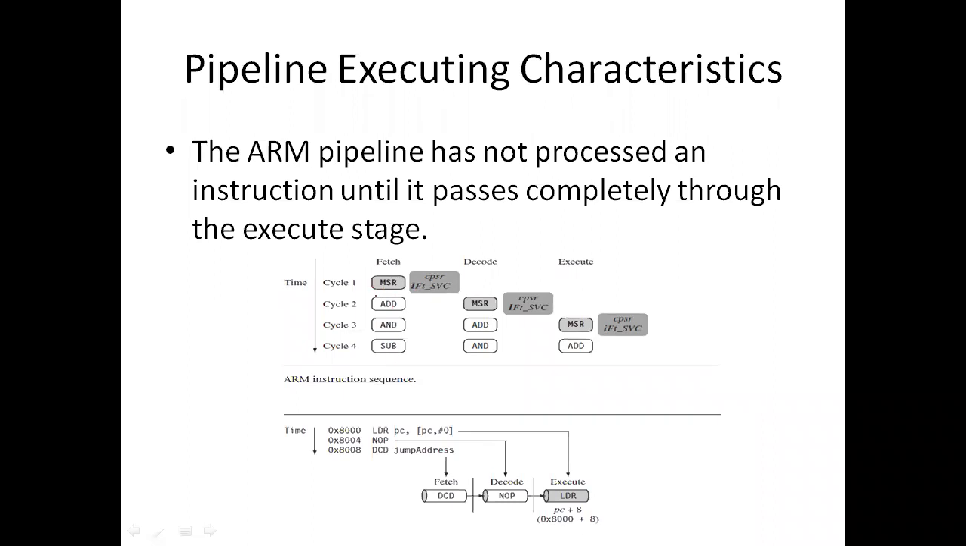This MSR instruction will be fetched by the fetch unit during the first cycle. Then it will be passed to the decode unit. During the second cycle, MSR will be executed. During the same cycle, the next instruction, the add instruction, will be fetched. So the execution of the MSR instruction will be completed only after the third cycle. In a 3-stage pipeline architecture, the execution of the first instruction is completed only after the third cycle.